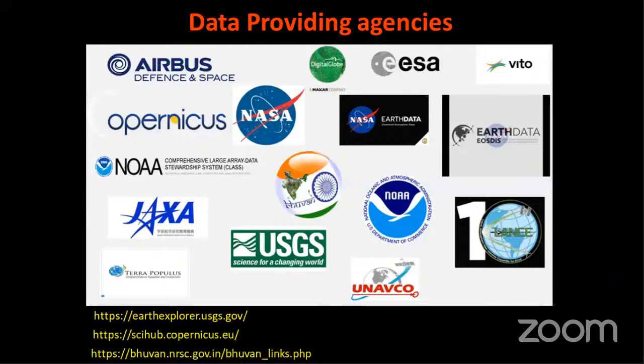But overall, I would like to give some information about data providing agencies like Airbus, Copernicus, NASA, and then Bhuvan, JAXA, then Earth Data, NOAA. These are some of the famous organizations that provide you data of remote sensing. These are some of the links you can use to download data free of cost to do remote sensing of vegetation, of course.